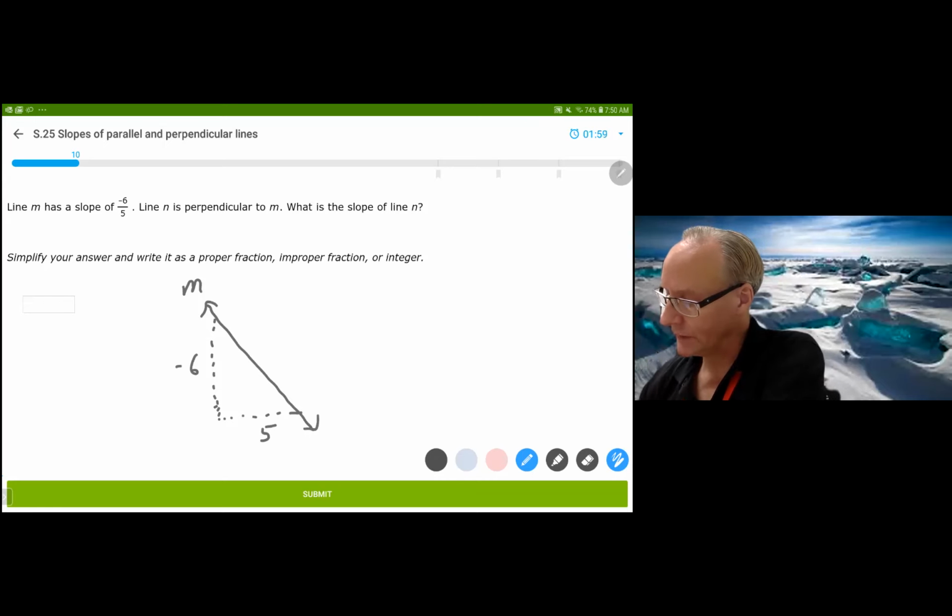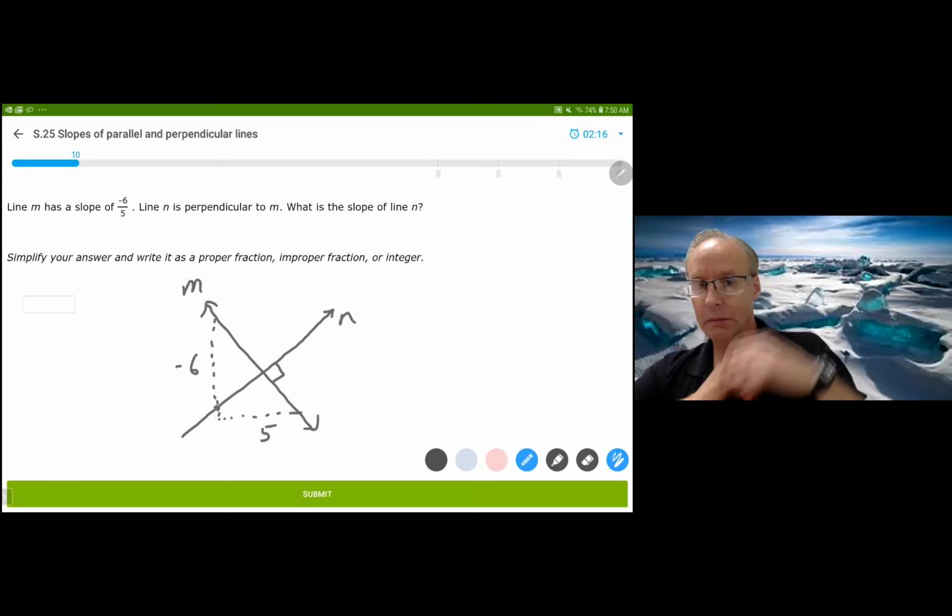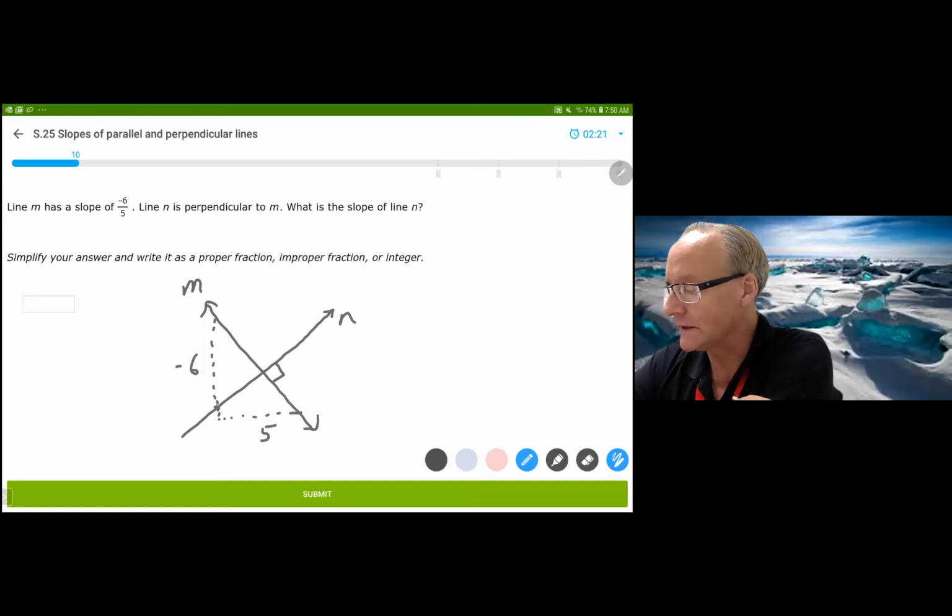Well, those of you who know any math or any geometry at all know that perpendicular lines meet at 90-degree angles. And this is line N. Now, the rule is pretty easy to remember. Notice that M is a little bit steeper than 45 degrees and N is a little less steep than 45 degrees. We say that this is an inverse relationship. And in fact, the slopes are inverses of one another.